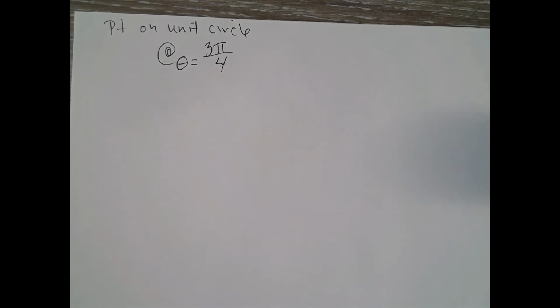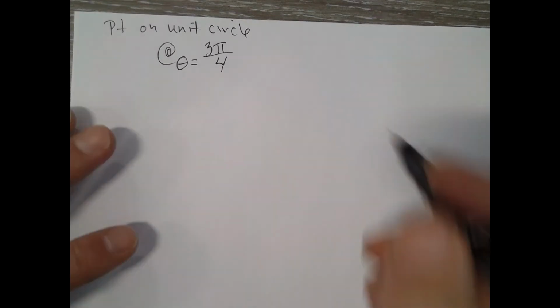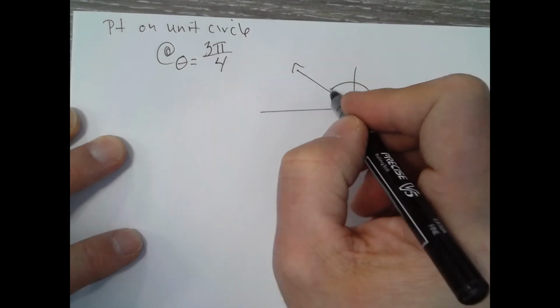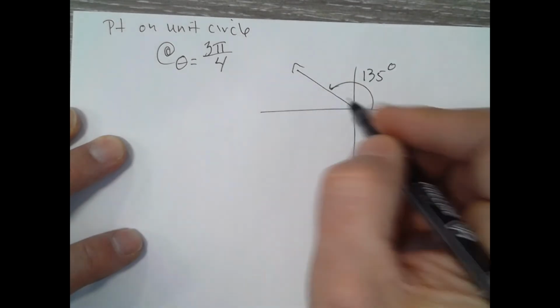Alright, this one's a little different. How big is 3 pi over 4? How many degrees? 135. Everybody got that? You knew to do that first? Good. So 135 degrees is right there. So my reference angle is how big?